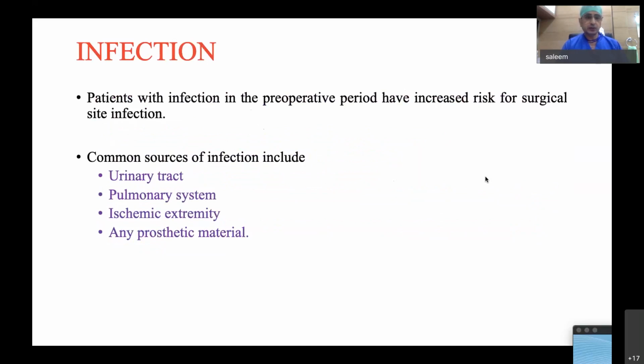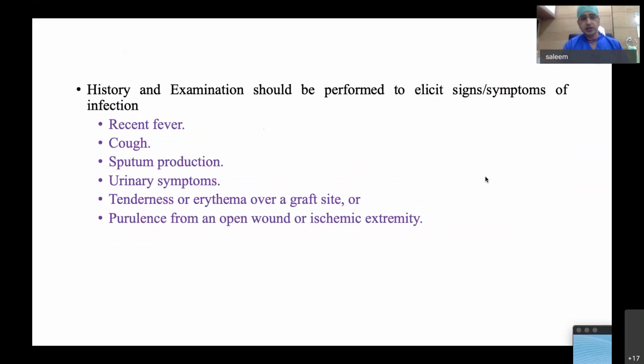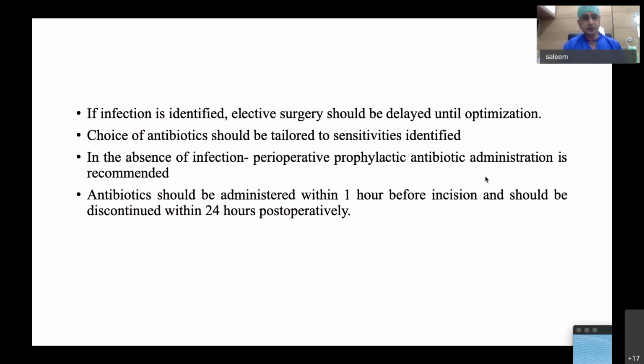Coming to the infections, patients with infections in the preoperative period have increased risk for surgical site infections. Common sources of infection are urinary tract infection, pulmonary system, ischemic extremity, or any prosthetic material. History and examination should be performed to elicit signs and symptoms of infection like recent fever, cough, sputum production, urinary symptoms, tenderness or erythema of the graft site, or purulence from an open wound or ischemic extremity.